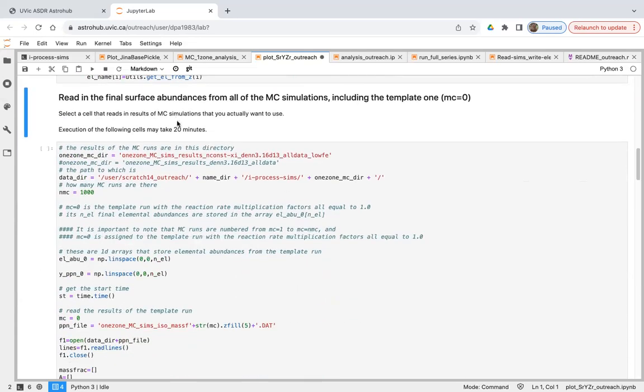So there are comments and titles to cells, so you can read them. Now the next cell will read in the final surface abundances from all of the 1,000 Monte Carlo simulations, including the template one. The template simulation has a number 0, and it was done using the default reaction rates from the Euclid codes.